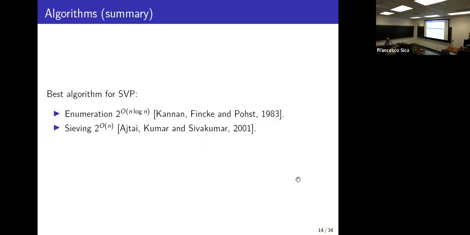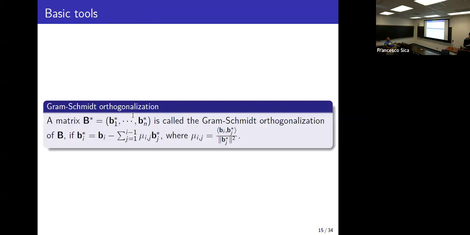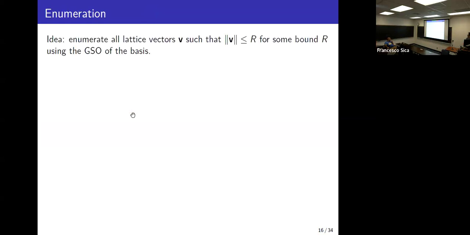So this enumeration algorithm is very simple. I can just introduce it in a few slides, just to give some idea of how hard it is to break this, or whether there is at least a naive algorithm that can break it. Okay, this is just a notation where I denote Bi star as the Gram-Schmidt orthogonalization of B, just for convenience. And here is the enumeration algorithm.